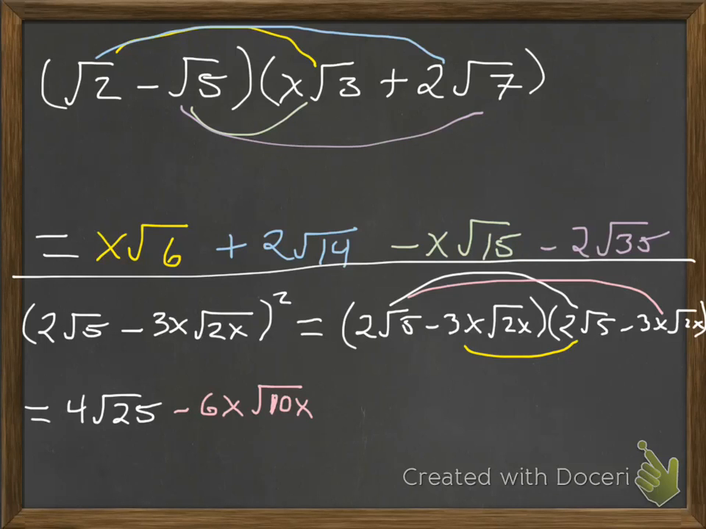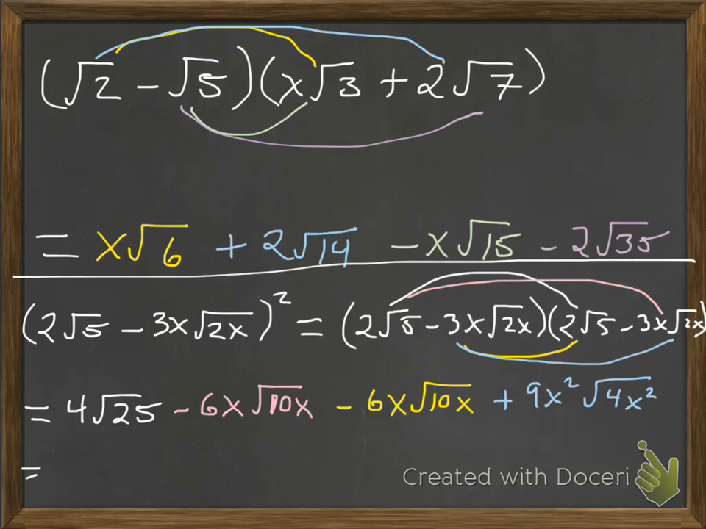Then we'll do the inner, and we'll be multiplying the negative 3x and the 2 to make negative 6x, and the 2x times 5 to make 10x under the square root. And then we'll do the last, and we'll multiply the negative 3x and negative 3x to make positive 9x squared, and then the 2x and 2x to make 4x squared under the square root. And then all we're going to do is simplify down what we can.